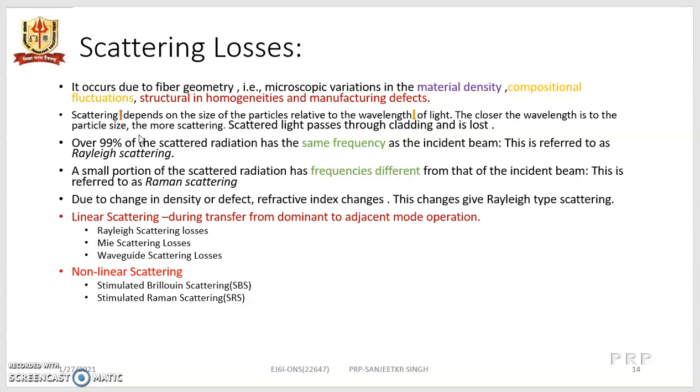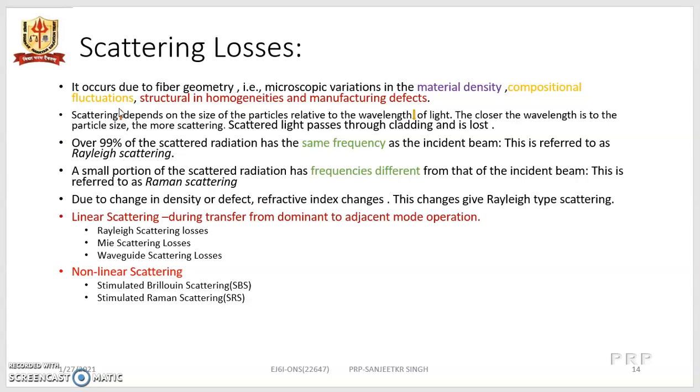And scattering is during manufacturing, regions of higher and lower molecular density areas are created relative to the average density, and as the light is traveling through the fiber, it will interact with the density area and thus cause scattering in all directions of the incident light.